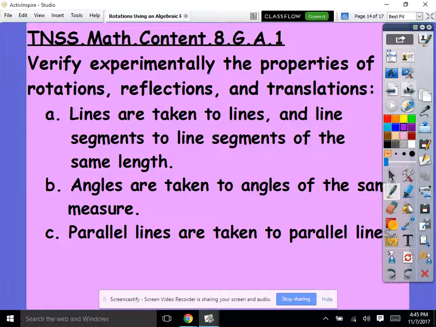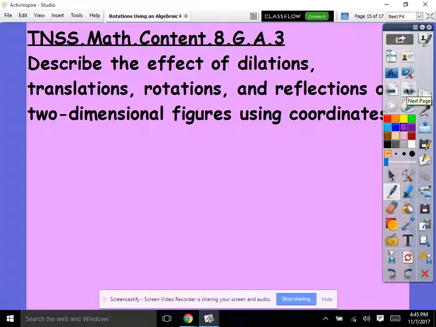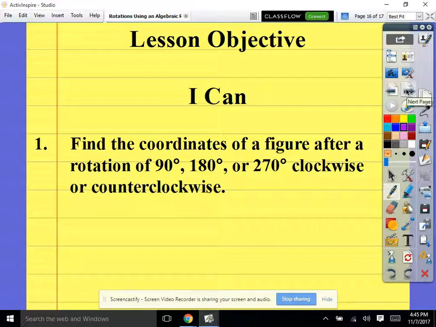So, our Tennessee State Standard is to verify experimentally the properties of rotations, reflections, and translations, that lines are taken to lines and line segments to line segments of the same length, that angles are taken to angles of the same measure, and that parallel lines are taken to parallel lines. And to describe the effect of dilations, translations, rotations, and reflections on two-dimensional figures using coordinates. Today we focused on rotations. And your lesson objective was to be able to find the coordinates of a figure after a rotation of 90 degrees, 180 degrees, or 270 degrees clockwise or counterclockwise.